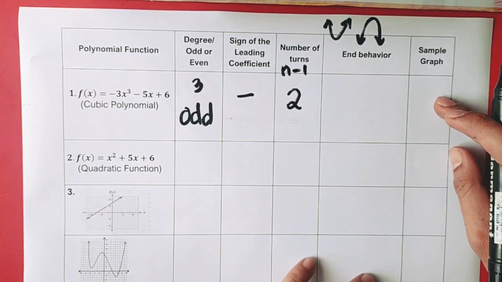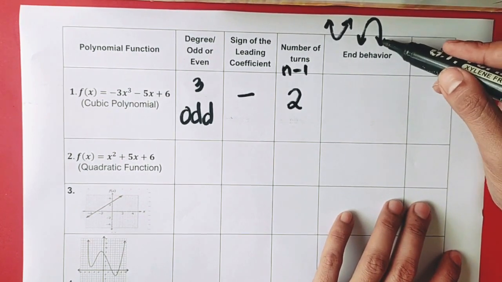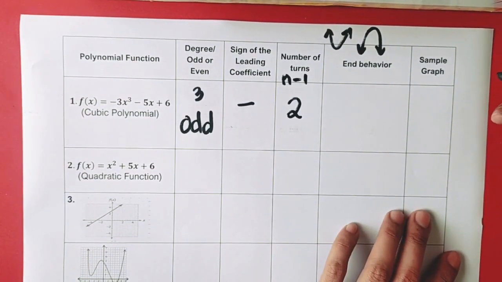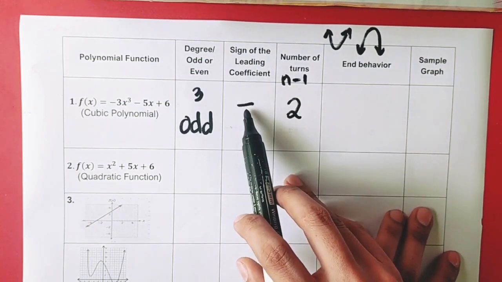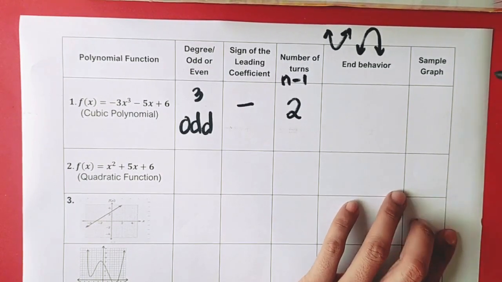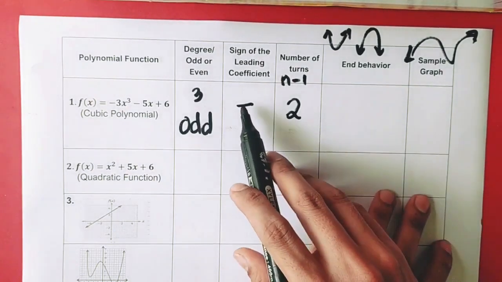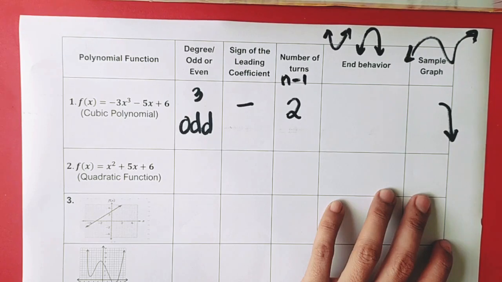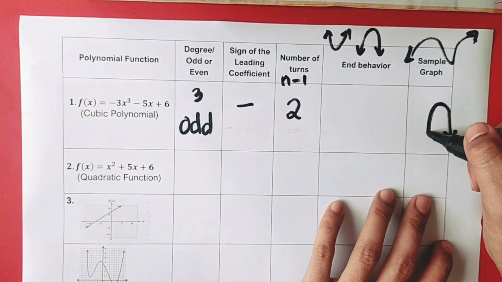So let's have this sample graph first. Now, in a graph there is a right tail and a left tail. If this is the right tail, this is the left tail of the graph. To determine if the right tail is going up or down, let's look at the sign of the leading coefficient. The sign of the leading coefficient is negative. We will draw first the right tail of the graph. If the leading coefficient is negative, the right tail is going down. Again, if this is negative, this is going down. So how many turns? We have 2. So 1, 2.